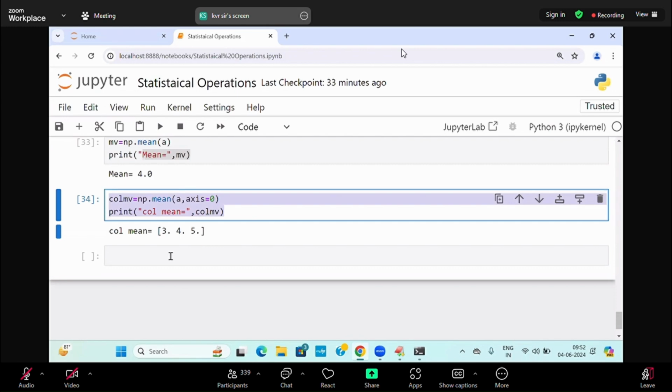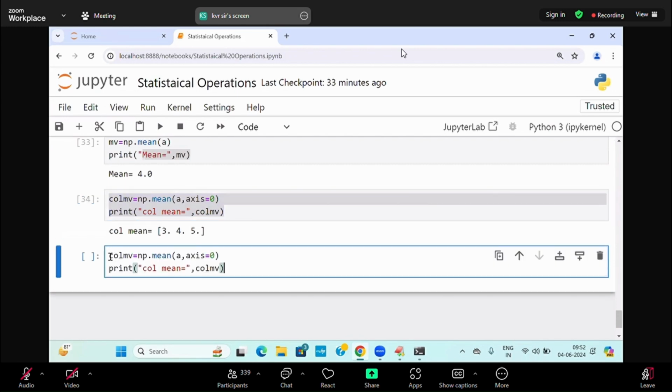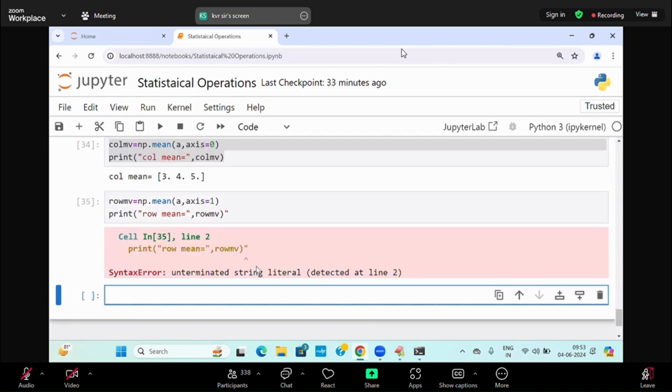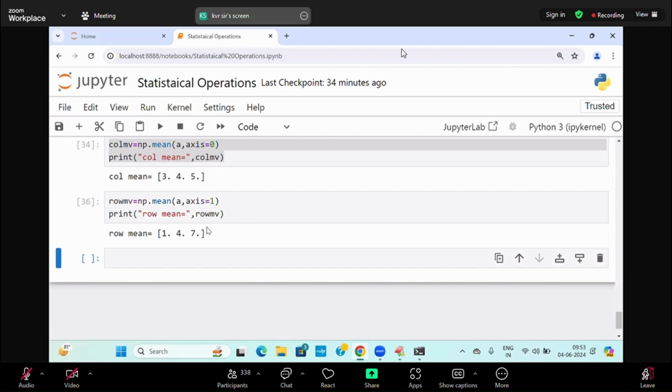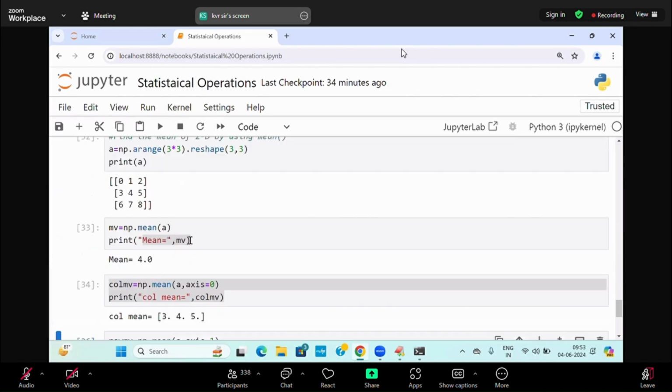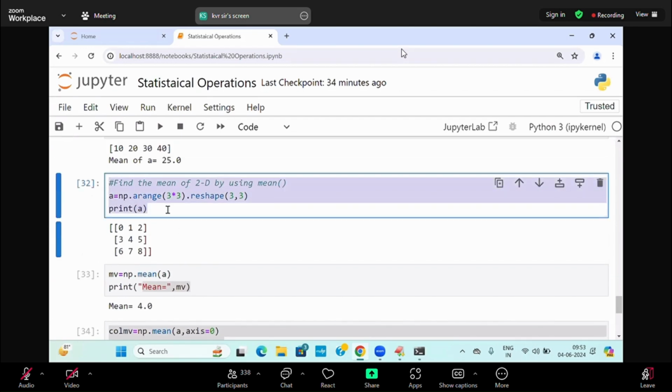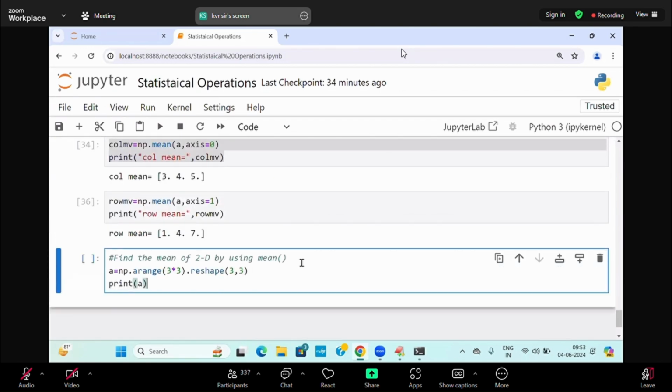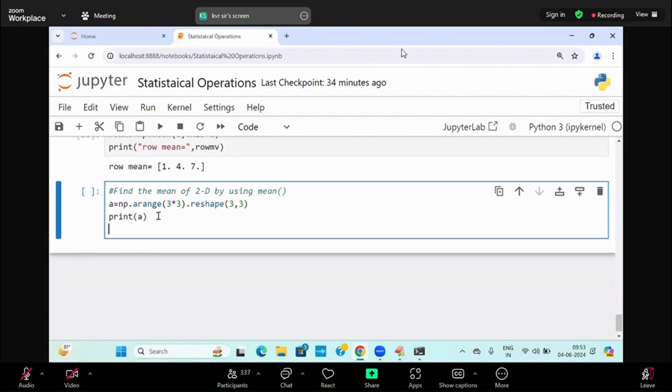Similarly, I'll go for the row mean. Row mean value, axis is 1. So here I will write row mean is equal to the row mean value. See this data. You are getting 1, 4, 7. So overall together, if you want, I can go for finding the max of it. Go to the place, 2D, and the given data.